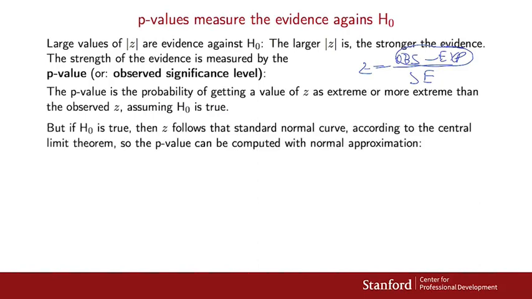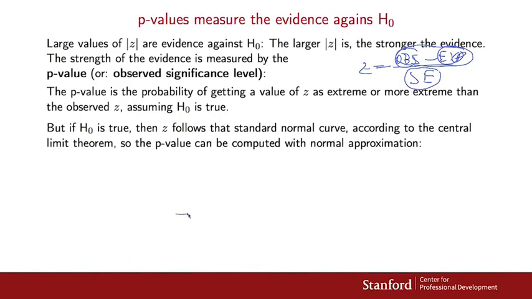To see what's going on, we already know that under the null hypothesis, the z statistic follows the standard normal curve by the central limit theorem. That is simply because we have an observed sum minus expected sum over the standard error. So this is simply standardizing a sum, and we know by the central limit theorem that it follows a normal curve. What that means is that the p-value can be computed using normal approximation.